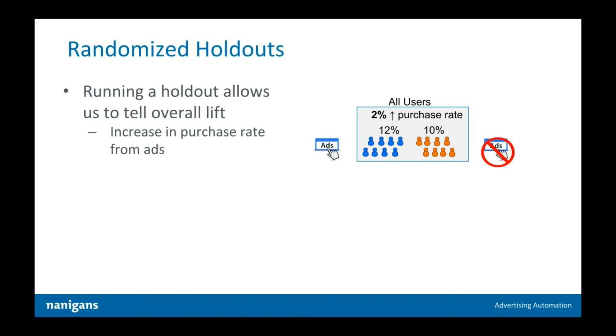where if you run a holdout, you can tell what the overall lift is between a group of users who you don't try to show ads to, in this case on the right, and a group of users that you expose to ads. In this example, we have a 10% baseline purchase rate, and then we show ads to some people, and in that group we have 12%, so a net 2% gain in purchase rate from showing ads.